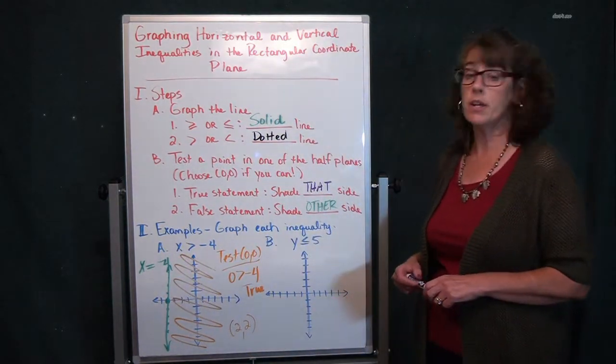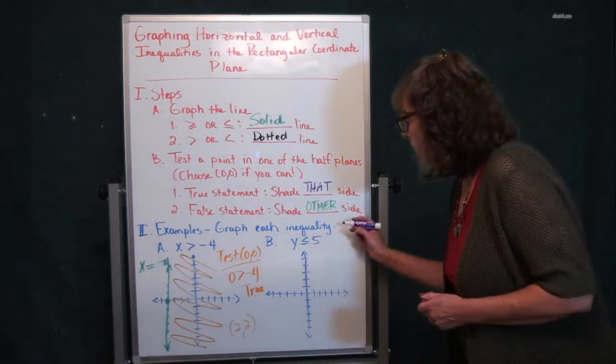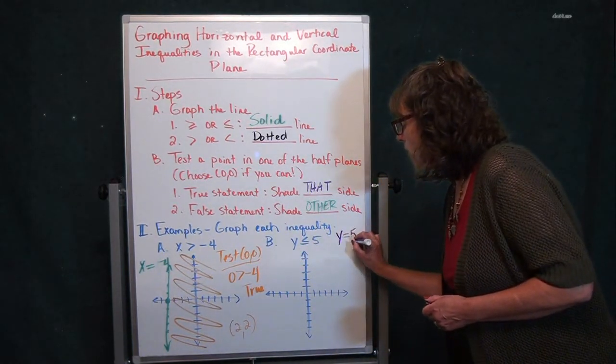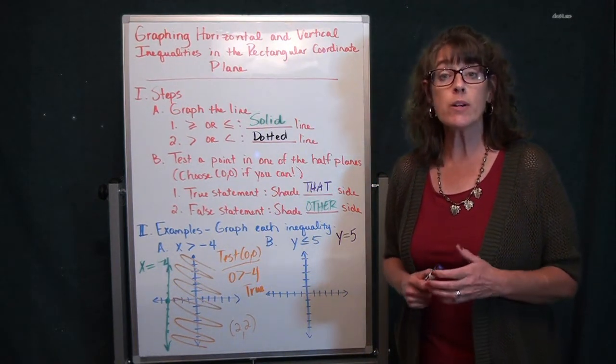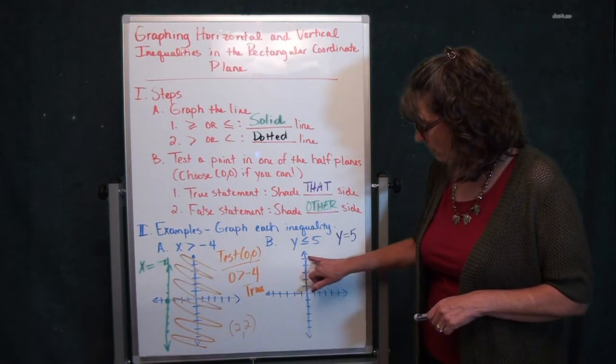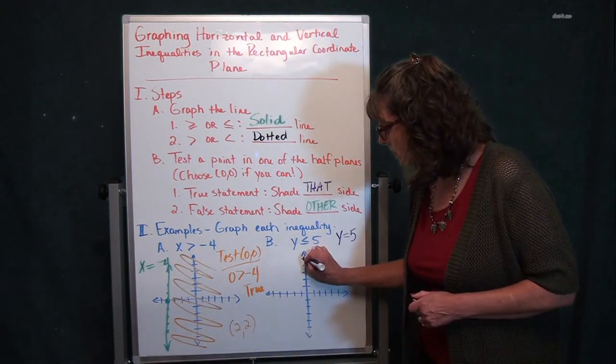Now, let's check this one. Once again, graph the line. So the line is going to be y equals 5, and remember, read it as y has to be 5. So where is y 5? Is y 5 here, here, here, or here? Yes, y is 5 up here.